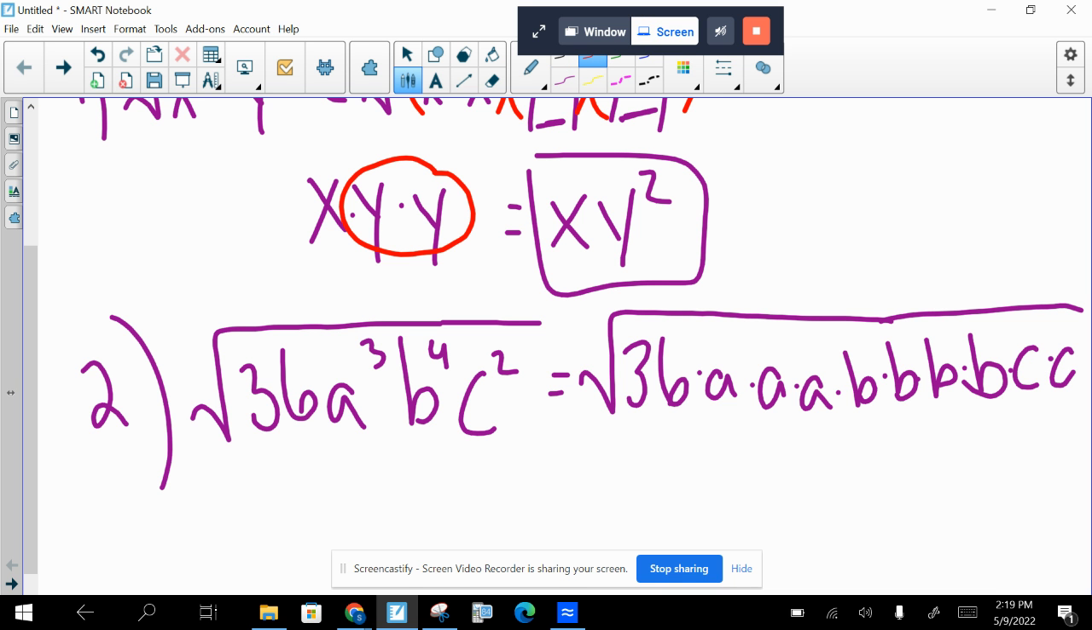And then I'm going to start putting parentheses around my pairs. But I'm also going to put parentheses around the 36, just reminding myself that since that's a perfect square, that's going to come out as a 6. So we'll put parentheses around the pair of A's, around those two B's, around the other two, and then around the two C's.